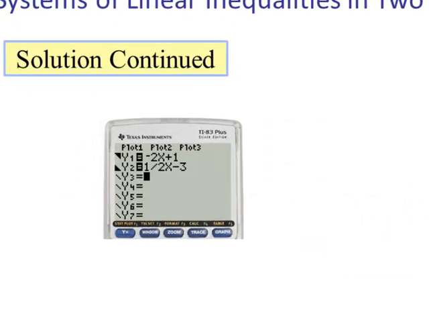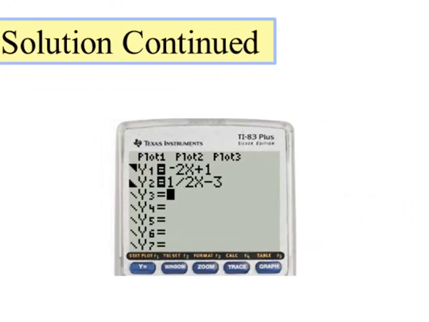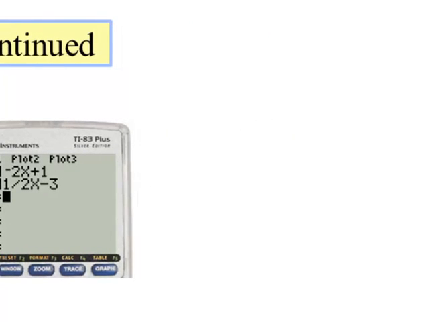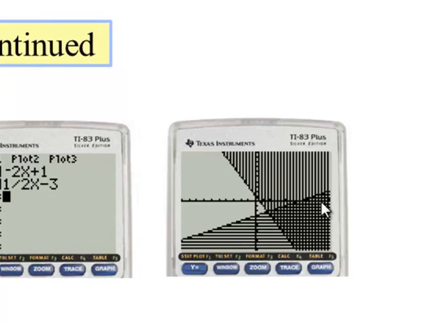Using a graphing calculator, we hit the y equals, type in -2x plus 1 for y1, change it to a greater than, and for y2 we type in 1/2 x minus 3, we change it to a less than, and then we hit graph, and the area that's shaded in twice is the solution set.